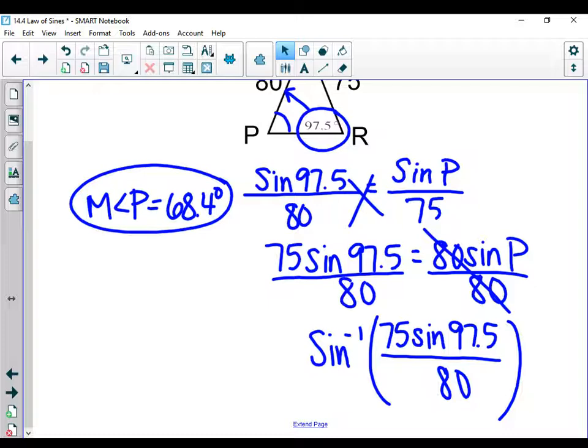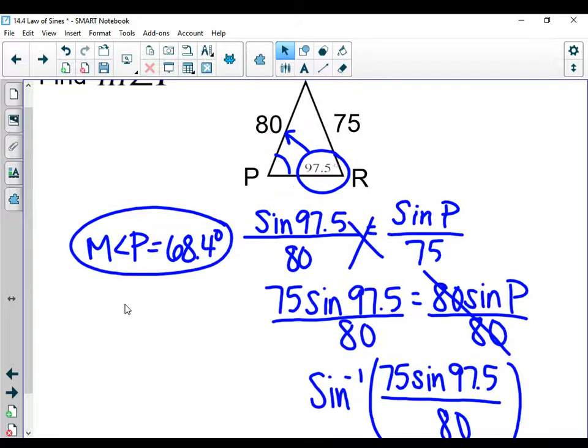It'd be easy then to find the missing angle. You just do 180 minus all of that. And if we plug that in, then we can simply do law of sines again to find the missing side. Okay.